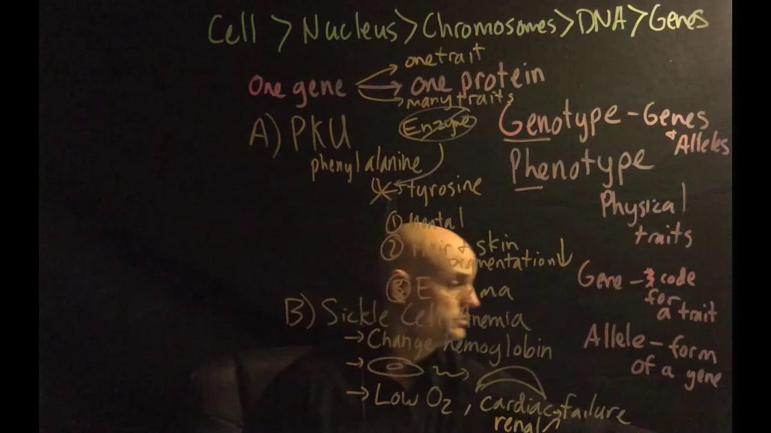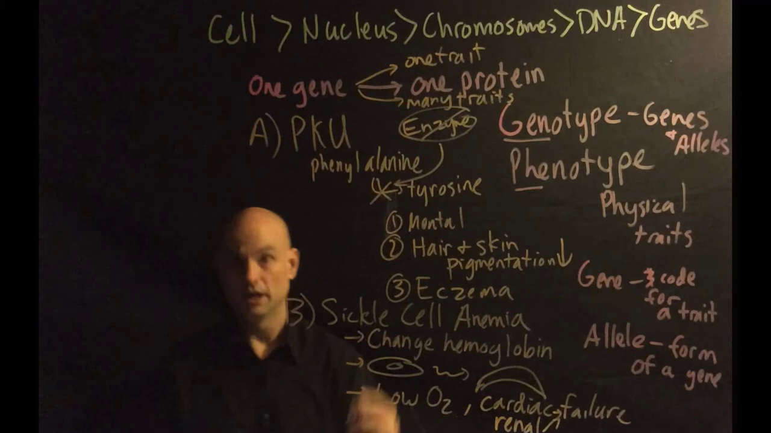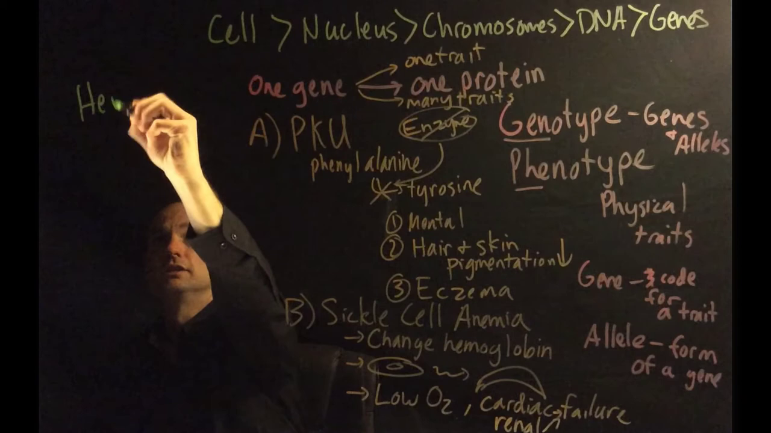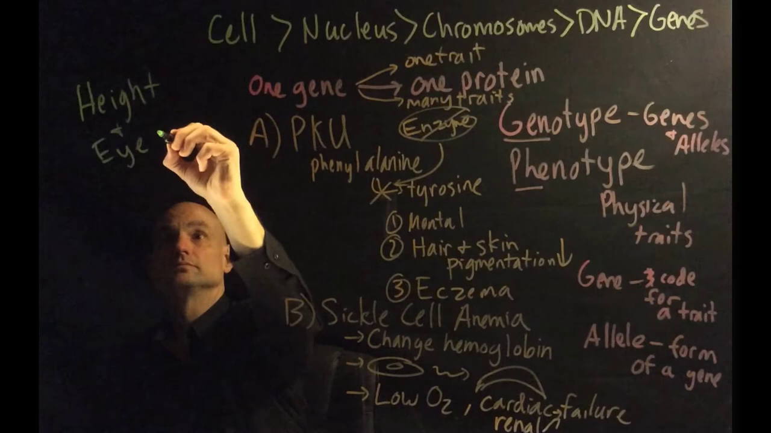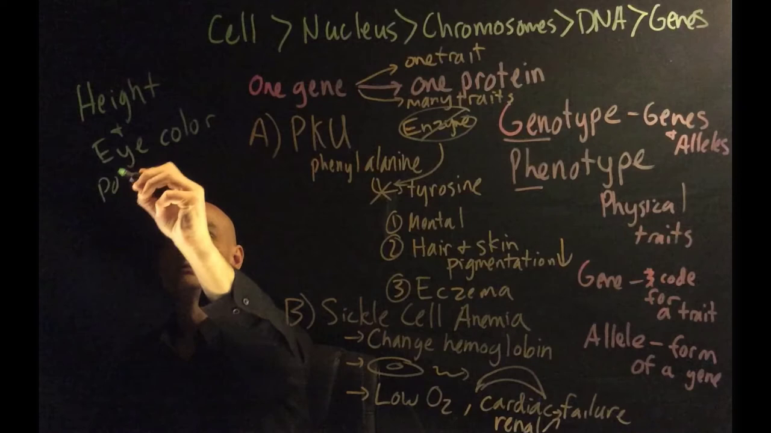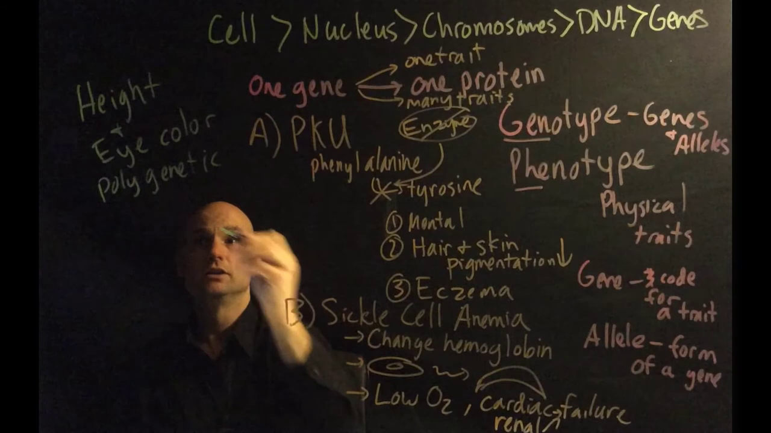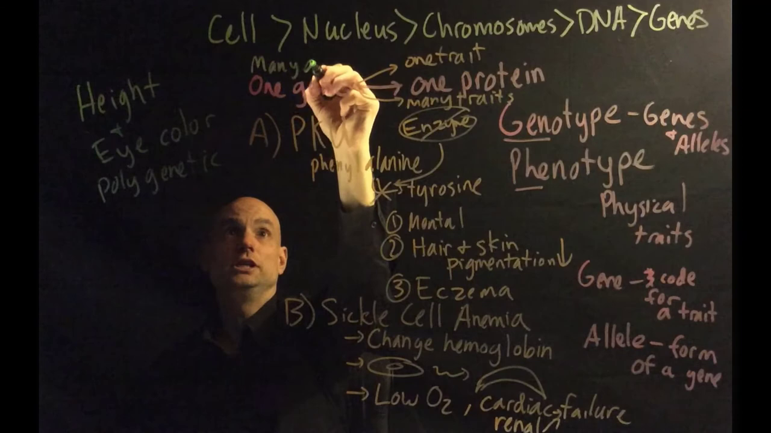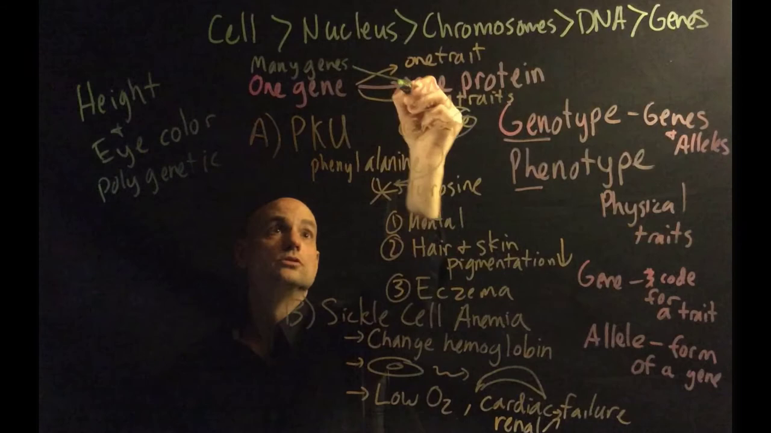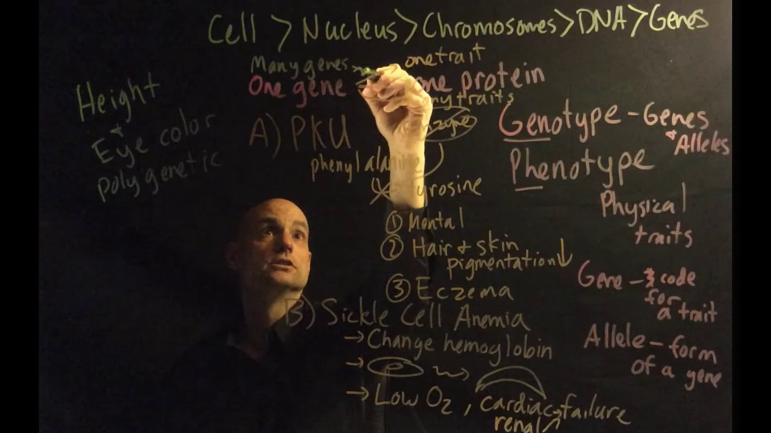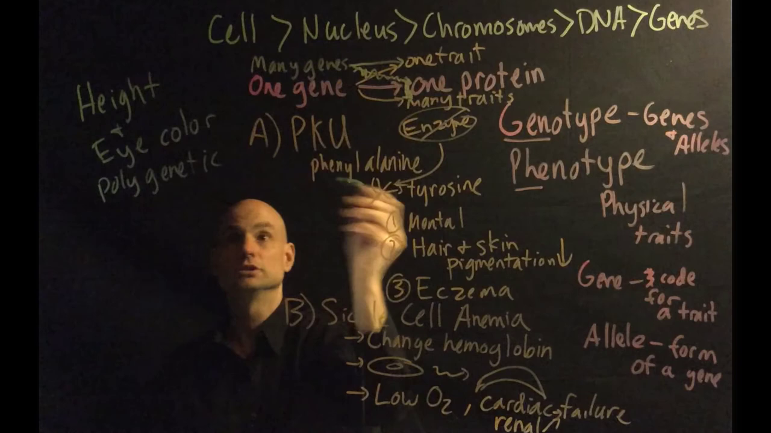Alright, so now we can also have what are called polygenetic traits. So for example, I mentioned height, and I should also mention eye color, are what are called polygenetic, okay, which means that instead we have many genes that cause one trait. Let's change that, sorry. Many genes, let's cross it out. Many genes, one trait. Okay, it's that top one, sorry about that mess.